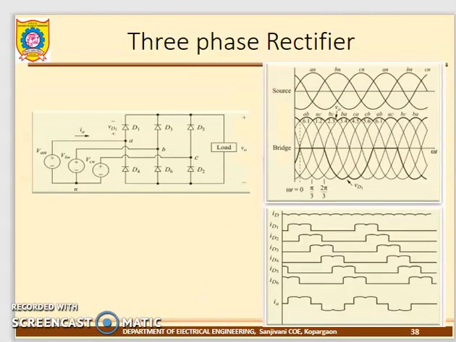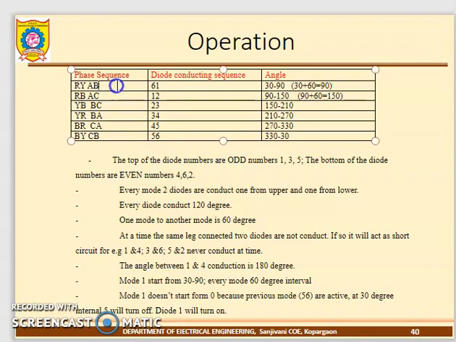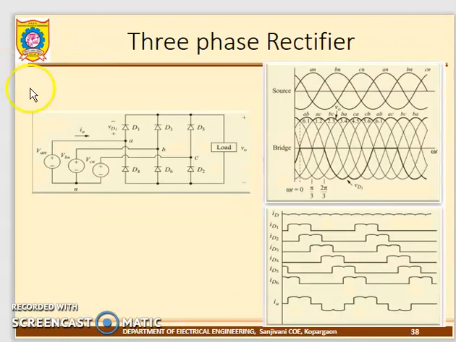Okay, what about the mode 1 diagram? I explained that during the regular class time. For example, in mode 1, 6 diodes are there and 2 are operated: one from the upper, one from the lower. What about the phase sequence of mode 1? You can see the phase sequence is AB, or RY. AB is conducted. Where is AB? First one. So here A goes to D1, D1 to the load, to D6, and D6 to the B phase. Like that you will draw the mode diagram.